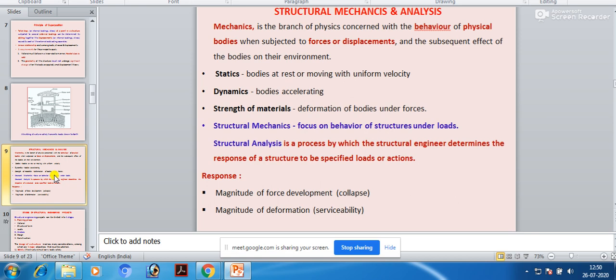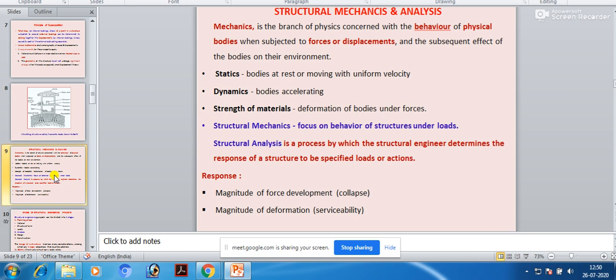In that mechanics you have studied statics and dynamics. Bodies at rest or moving with uniform velocity are studied under statics, and bodies which are accelerating you have studied under dynamics. And then you have studied strength of materials or solid mechanics, where you have learnt about deformation of bodies under forces, how the bodies are deforming under the forces, right?